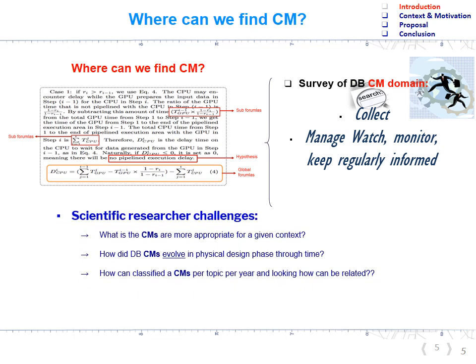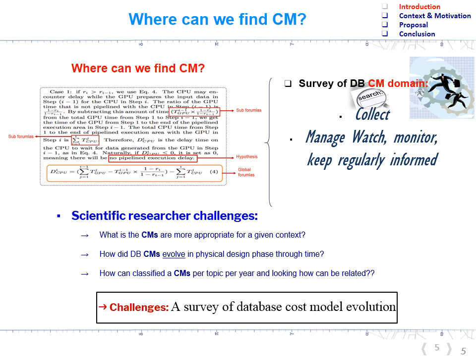So the scientific researcher faces challenges such as: which cost models are more appropriate for a given context? How did the database cost model evolve in the physical design phases through time? How can we classify the cost models per topic, per year, and see how they are related? So the challenge here is that we need a survey of database cost model evolution.